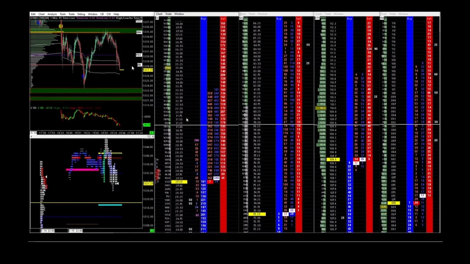We're going to cover the sweep of a level and why I'm drawing out these rectangles for where I'm looking to pay attention and see exactly what is happening at the market.